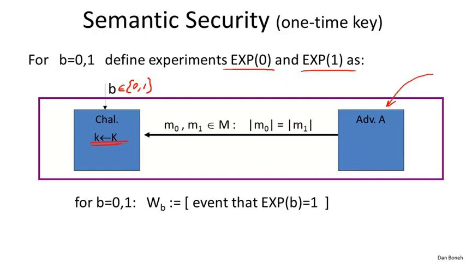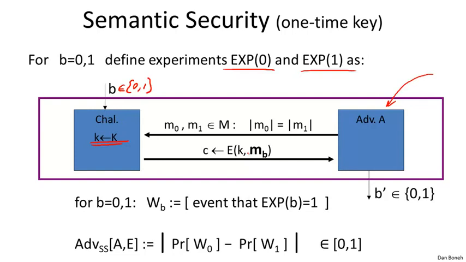As usual, we're not trying to hide the length of the messages. We require that the messages be of equal length. Then the challenger will output either the encryption of M0 or the encryption of M1. In experiment 0, the challenger outputs the encryption of M0. In experiment 1, the challenger outputs the encryption of M1. That's the difference between the two experiments. Then the adversary is trying to guess whether he was given the encryption of M0 or the encryption of M1.